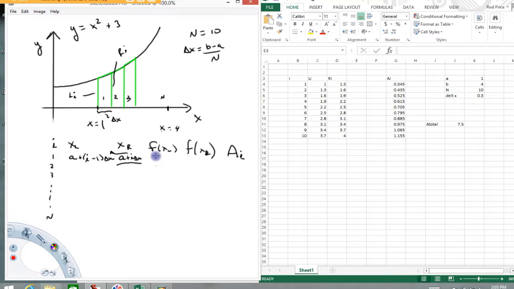All right. Another thing I'm going to need is the function values, right? So L sub I here is going to be the function value there. So what I call f of x sub L here, that's L sub I.